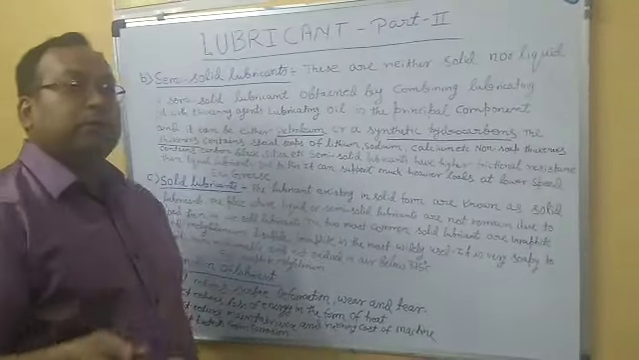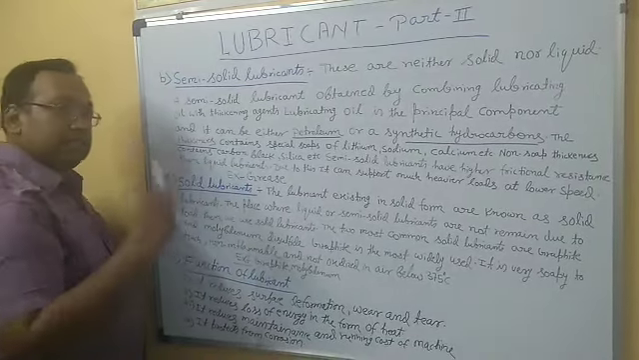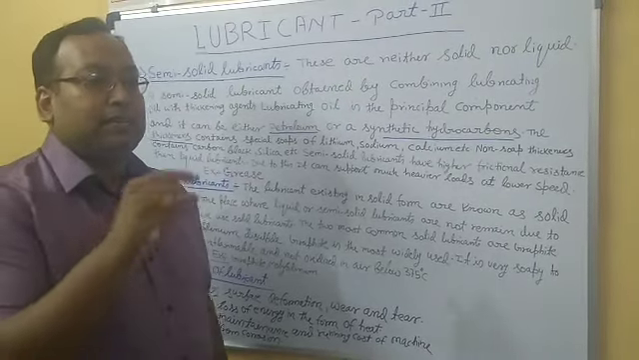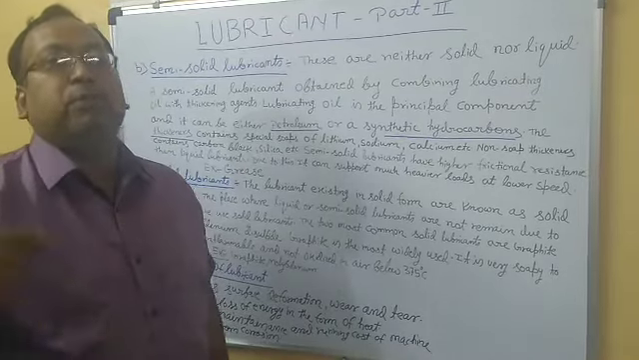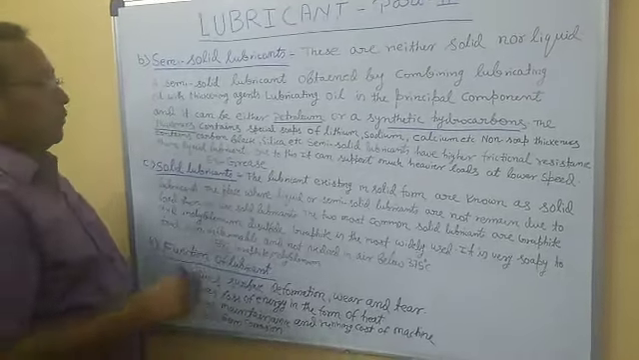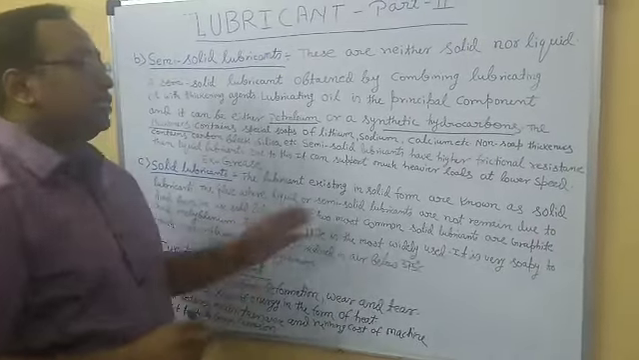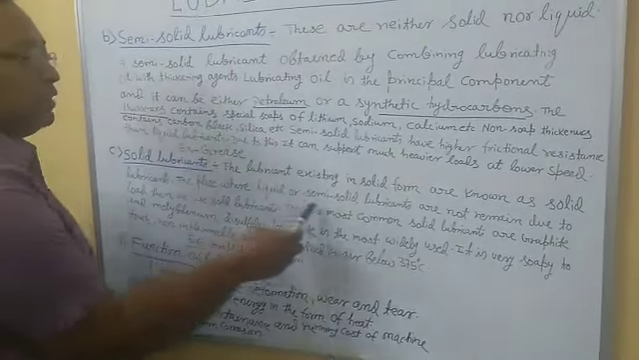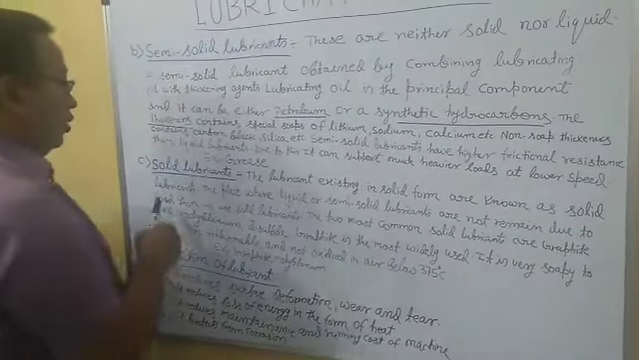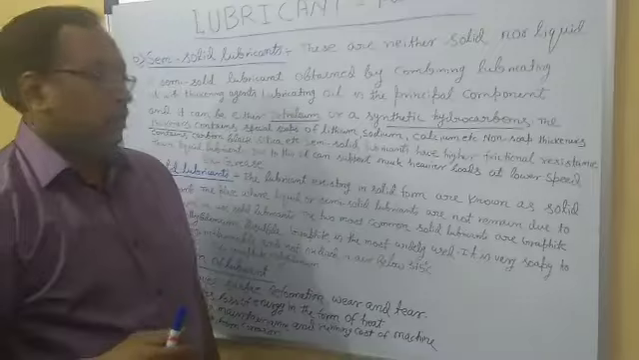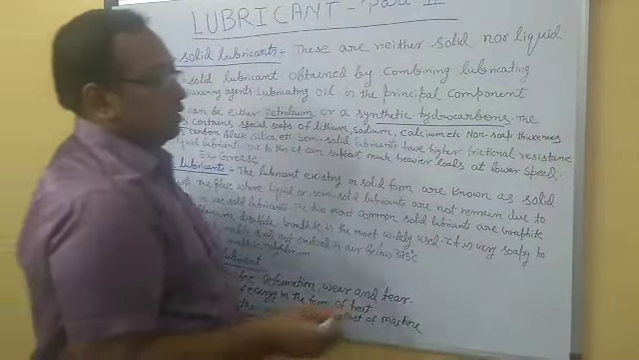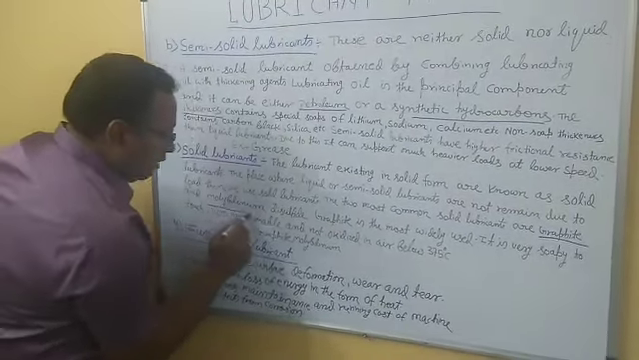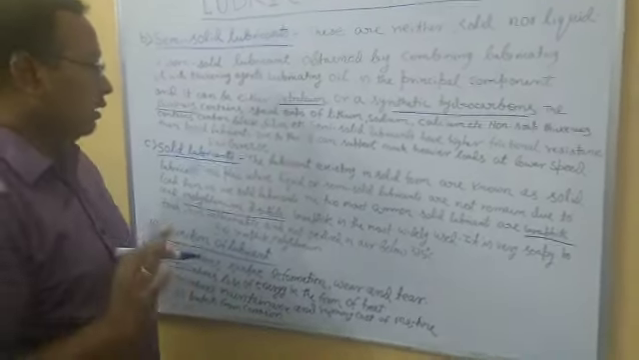Now the next type of lubricant is solid lubricants. Solid means this type of lubricant is in solid state, so we can pick it from one place and put it on another place. The definition is: lubricants existing in solid form are known as solid lubricants. Where liquid or semi-solid lubricants do not remain in place due to load, we use solid lubricants. The two most common solid lubricants are graphite and molybdenum disulfide.